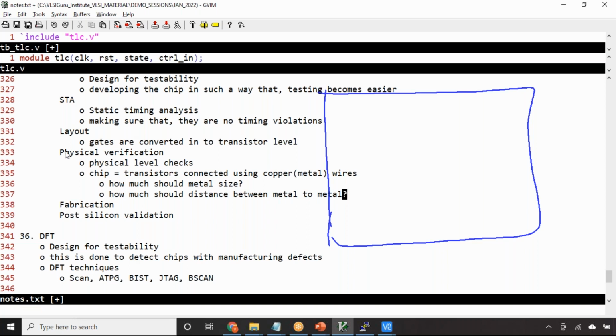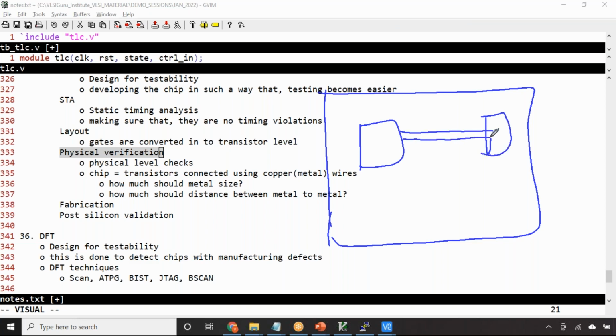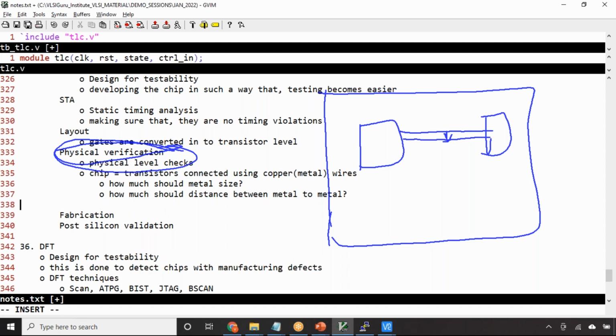They are called physical verification checks. Like one metal wire is going here, and there is another metal wire going here. This physical verification tells us at least how much distance should be there, so that there is no interference between those two wires. That kind of guideline is called physical verification checks. Once physical verification is also good, the chip is now ready for manufacturing.